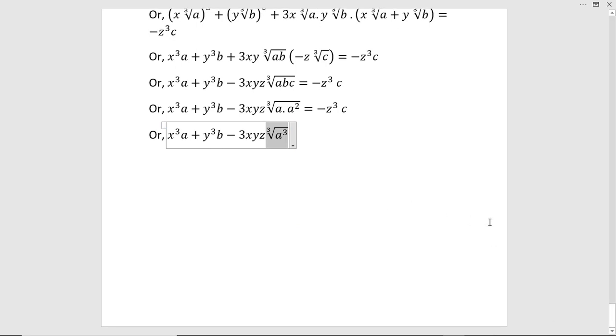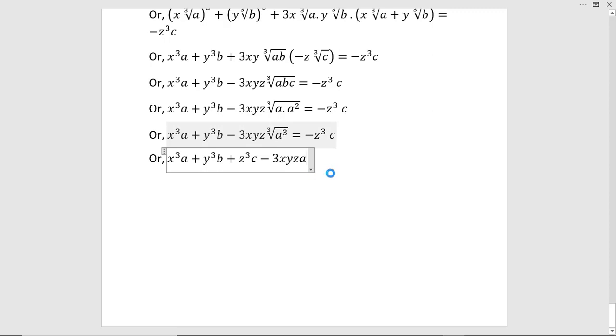Cube root of a cube means a, and also in the next line we will have x cube a plus y cube b plus z cube c. Taking this z cube c at the left side, we will get this, and minus 3xyz. And cube root of a cube means a equal to 0, or you can write x cube a plus y cube b plus z cube c equal to 3axyz. So this is our proof.